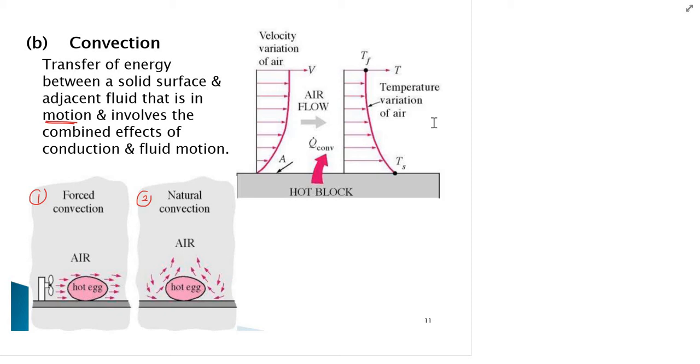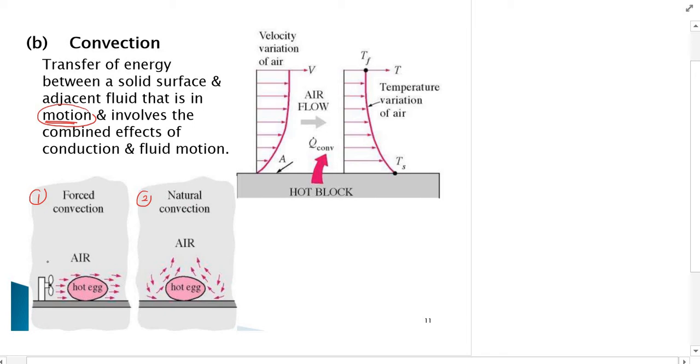Okay, we move on to another mechanism of heat transfer, which is convection. Convection is transfer of energy between a solid surface and adjacent fluid that is in motion. So the keyword for convection is motion, because you need a movement, and it involves the combined effect of conduction and fluid motion. So there are two types of convection.